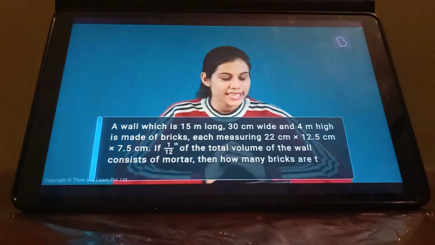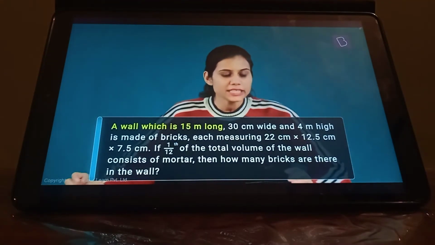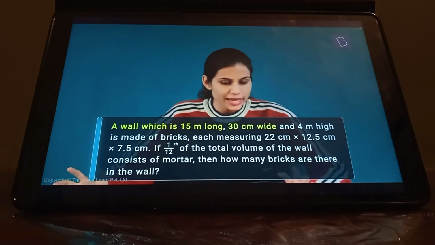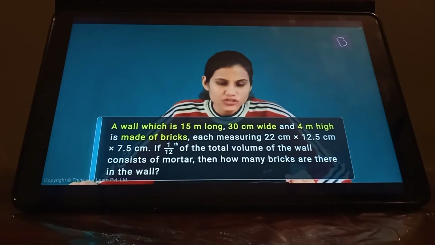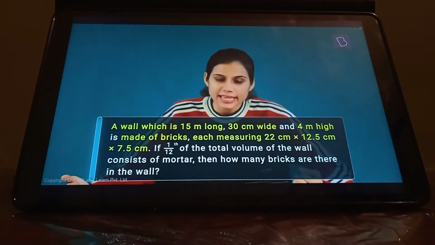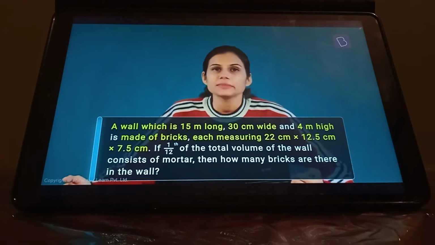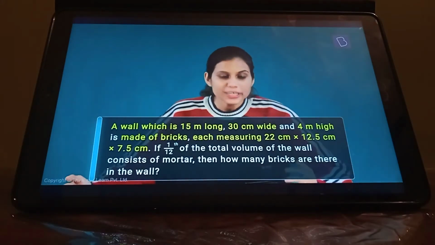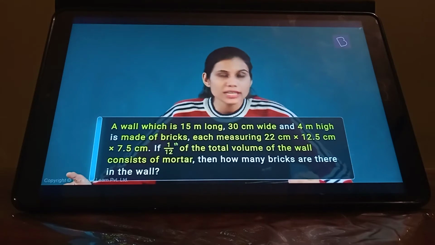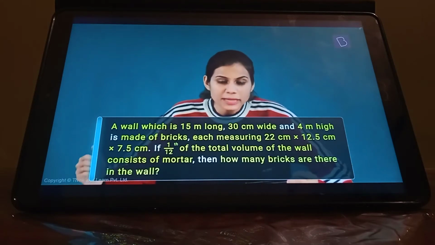Now this question says that there is a wall 15 meters long, 30 centimeters wide and 4 meters high, which is made up of bricks, each measuring 22 centimeters in length, 12.5 centimeters in breadth and 7.5 centimeters in height. If 1 by 12 of the total volume of the wall consists of mortar, how many bricks are there in the wall?